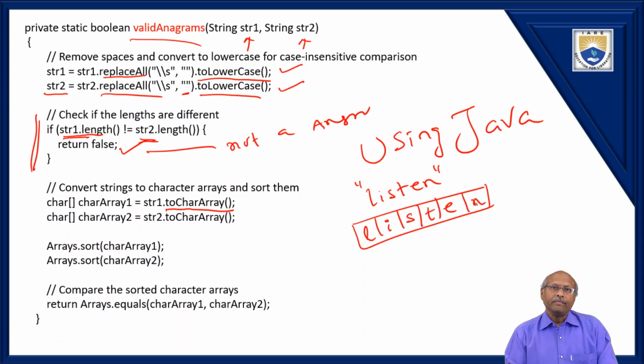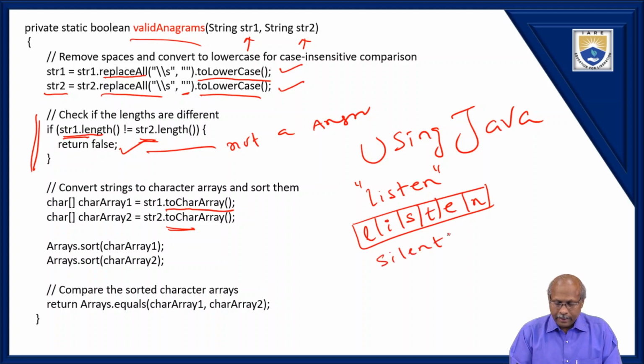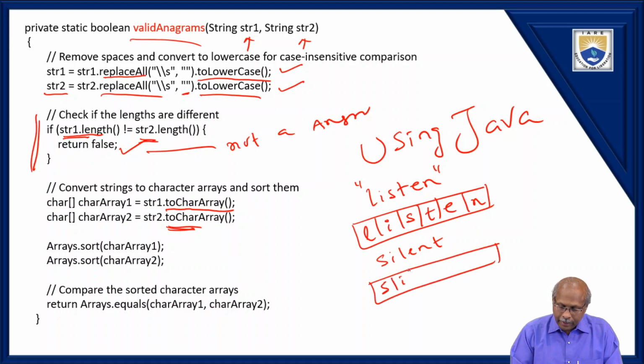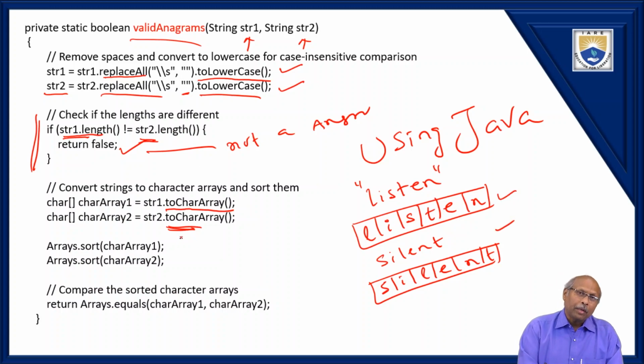LISTEN. Similarly, assume the second string is SILENT. Similarly, this also I will convert into a character array. So here the lengths are equal. Okay. Then I am converting the data into a character array.